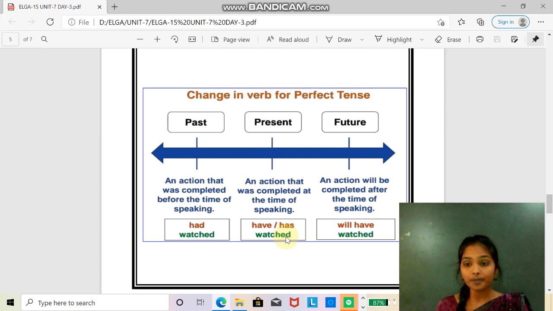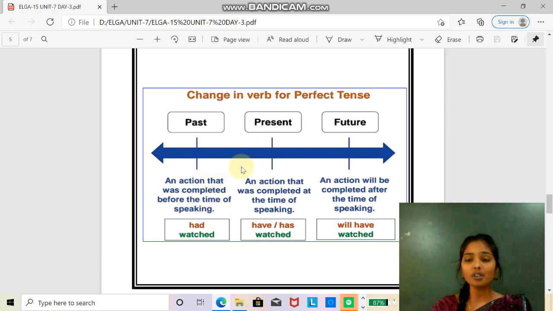Just a few seconds before, if the action has been completed, then we have to use has or have as the helping verb. An action that was completed at the time of speaking, we have to use has or have helping verb. So when it comes to the past, an action that was completed before the time of speaking.